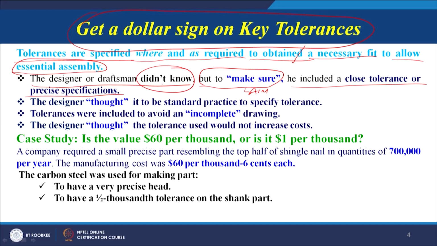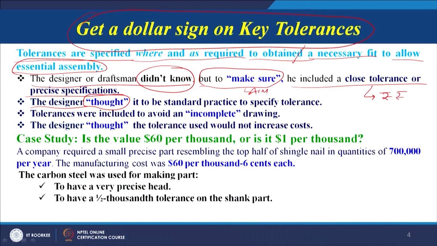So the designer or draftsman didn't know, but to make sure, he included a close tolerance or precise specification, and this close tolerance is definitely going to add a lot of money into the product. I must not say value, it is going to add too much money into the cost structure of the component or the part. The designer thought, here also the clarity is not there, he is just thinking it to be standard practice to specify the tolerances.